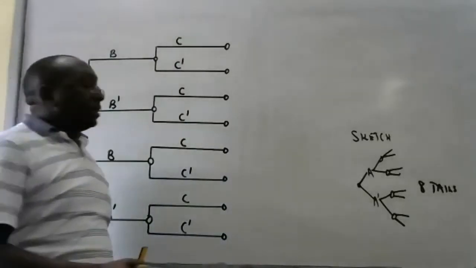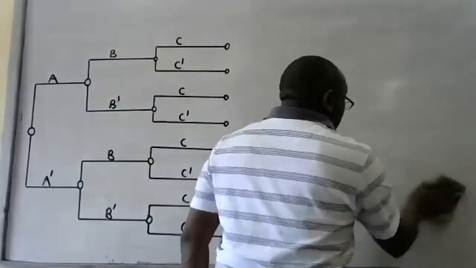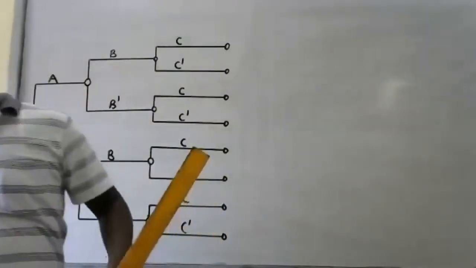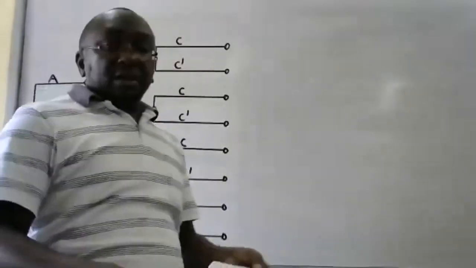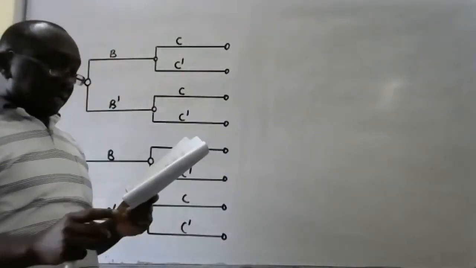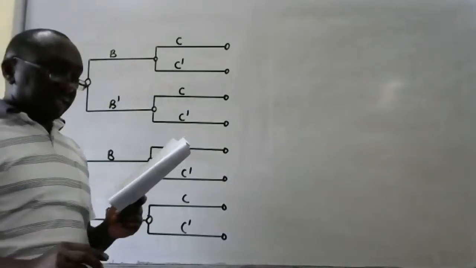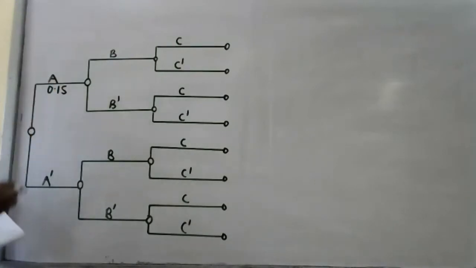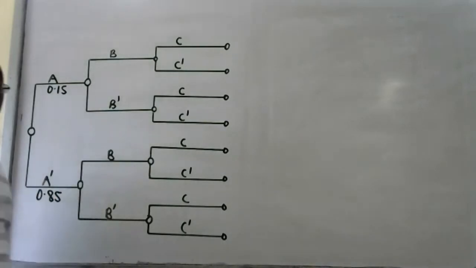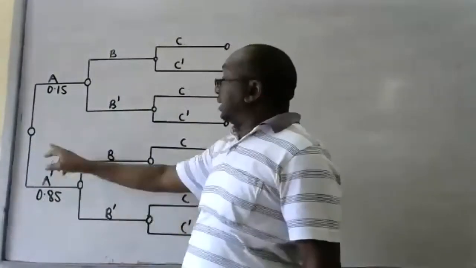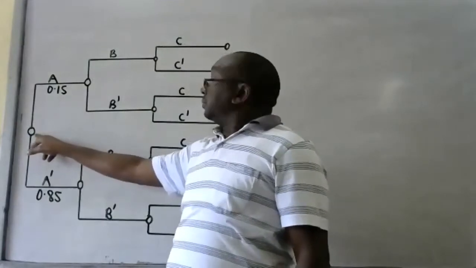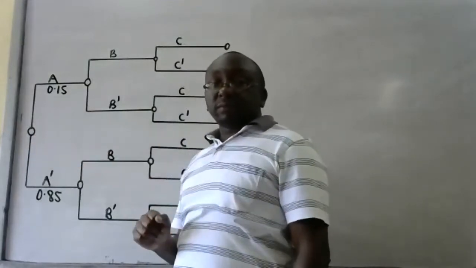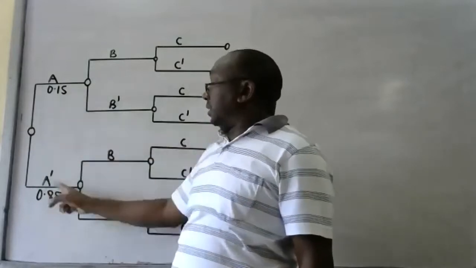From there, we assign the probabilities as we have been told. The probability of having defect A is 0.15, so not having it is 0.85, because the two probabilities that come from the same point here must always add to 1. So this plus this should be 1.